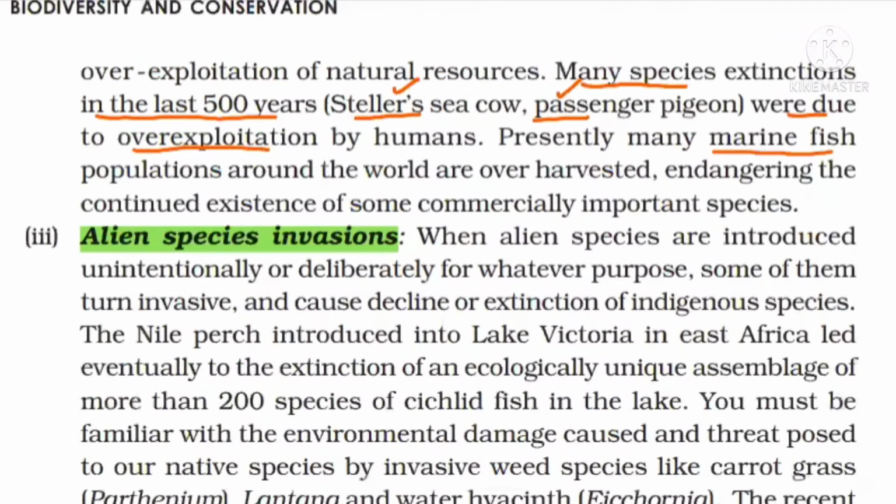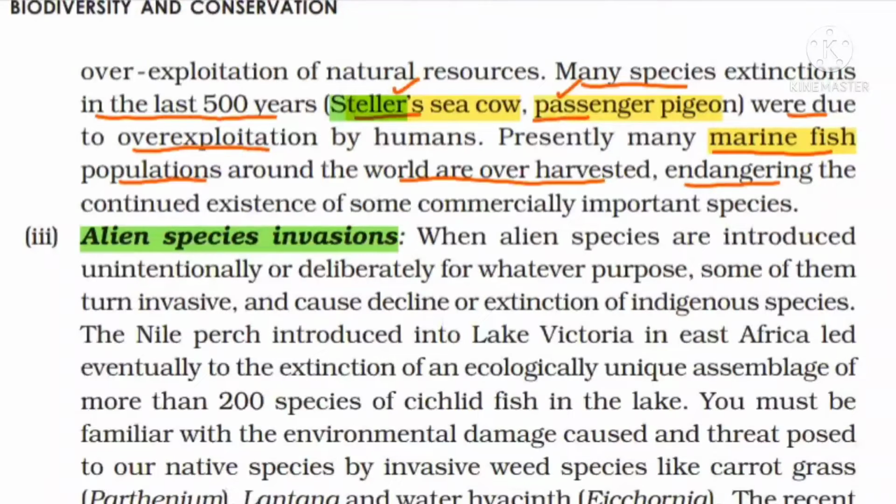Then marine fish populations all over the world are being overharvested right now. So there are 3 examples from this. Please remember, one is the Steller's sea cow, second is the passenger pigeon, and third is marine fishes. Is it clear? Because of overharvesting, they are endangered, and it may lead to extinction also.